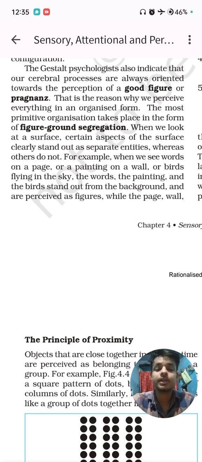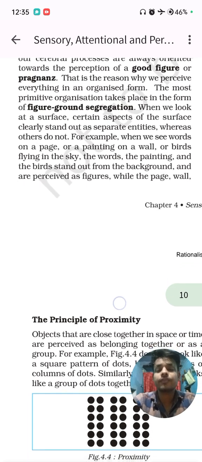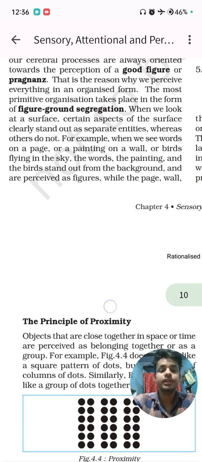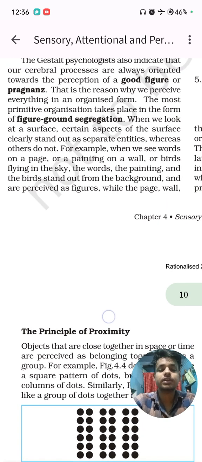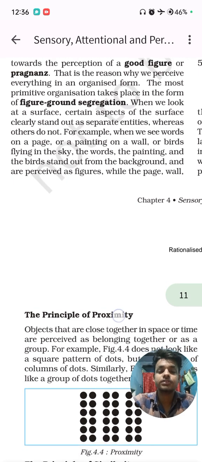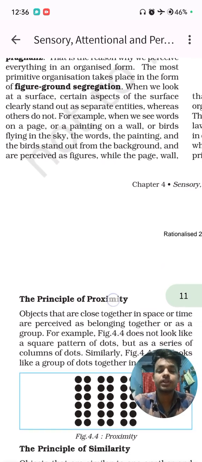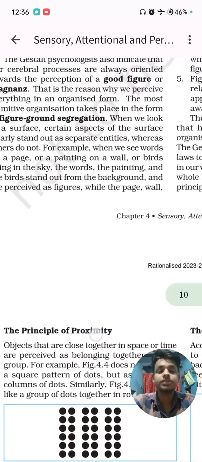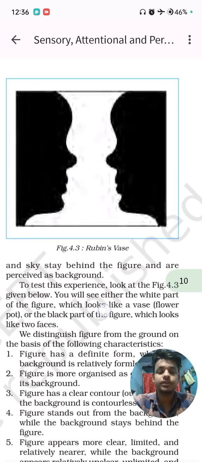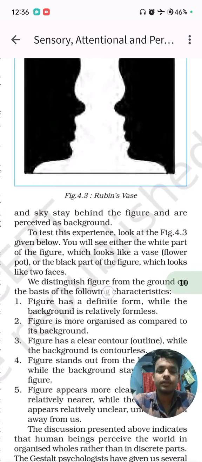The most primitive organization is figure ground segregation, when we look at a surface, certain aspects of the surface clearly stand out as separate stimuli, whereas others do not. For example, we can see words on a page, a painting on a wall, or a bird flying in the sky. The words, painting, and bird stand out from the background and are perceived as a figure, while the page, wall, and sky beyond the figure are perceived as the background.